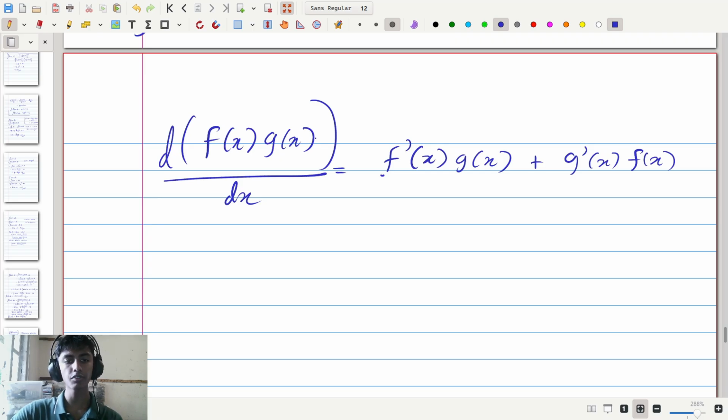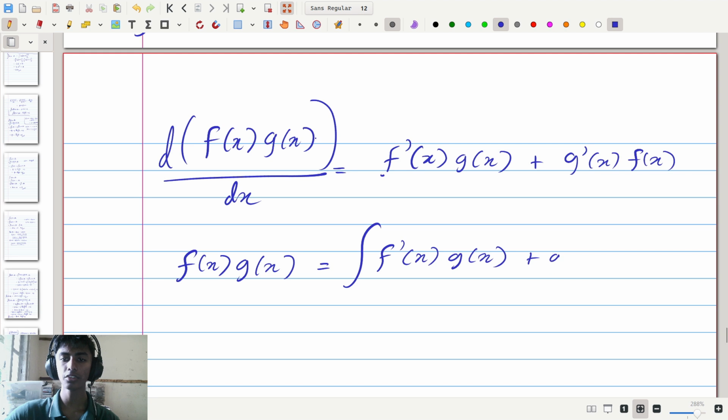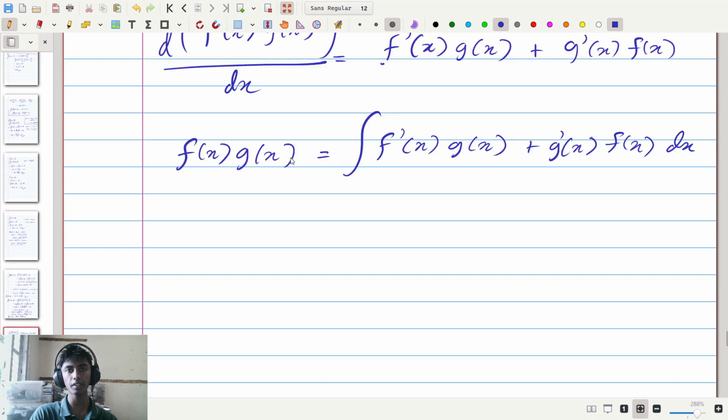From this we can see, since we have a derivative on one side equal to another function on the right side, that if we take the integral of this, f(x) times g(x) would in fact be the integral of f'(x) g(x) plus g'(x) f(x) with respect to x. That integral gives us the first function times the second function. However, for integration by parts, this is not the format that we put it in.